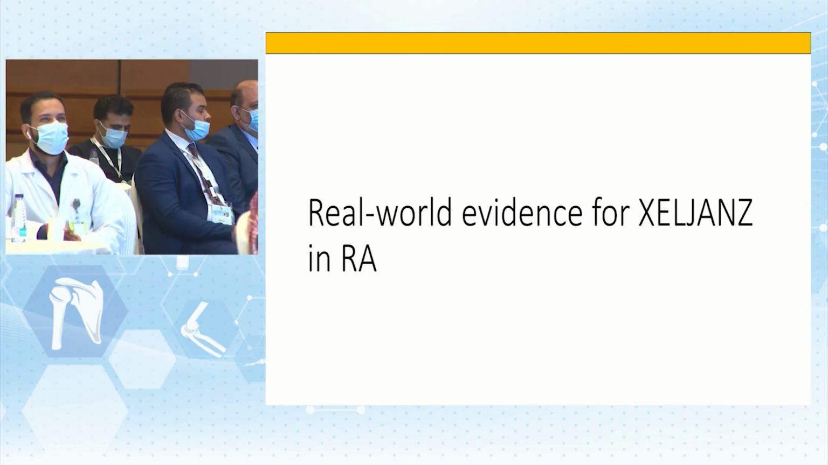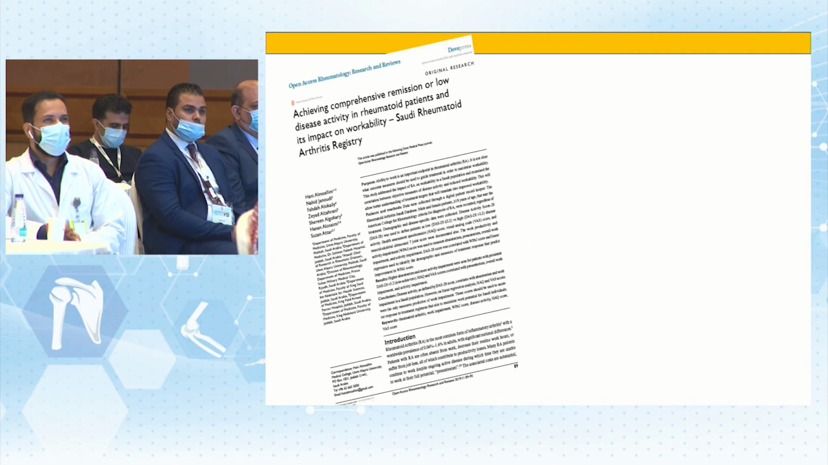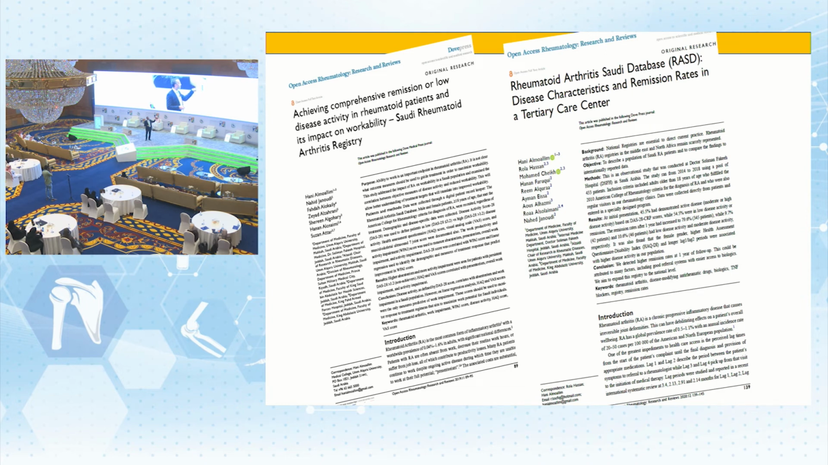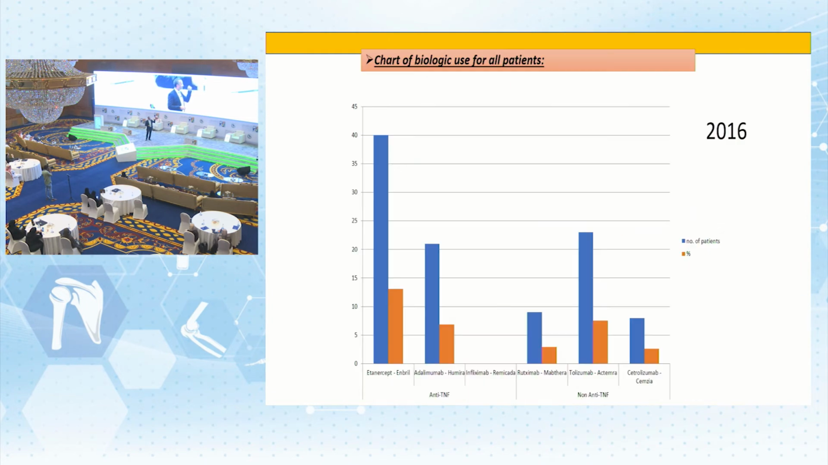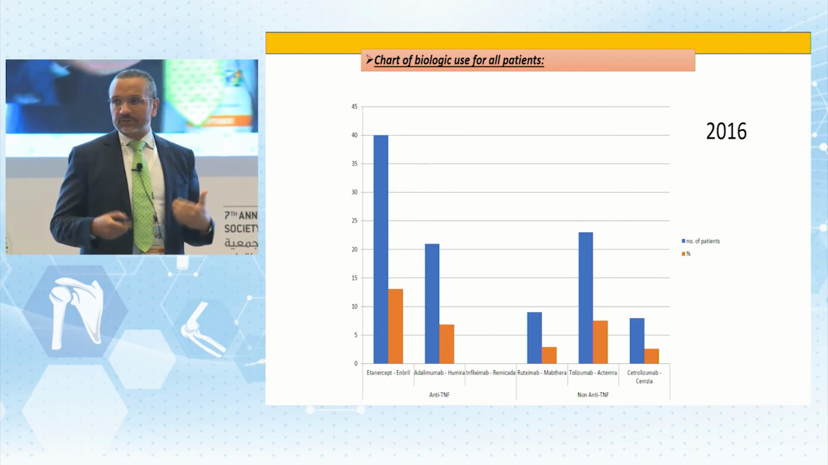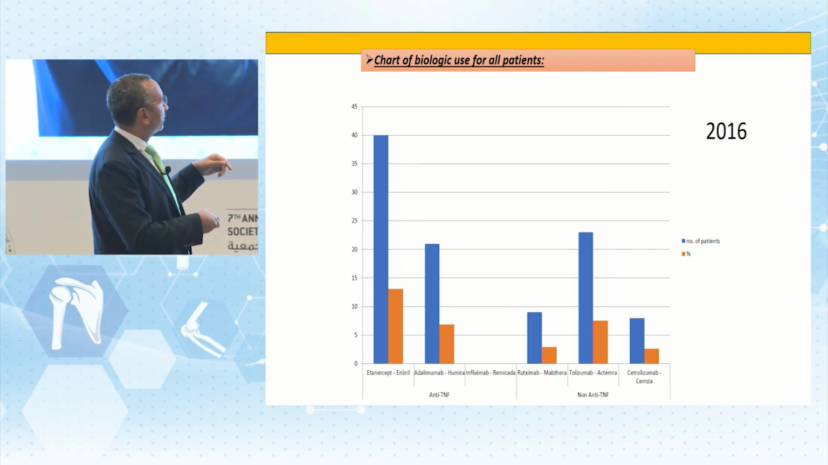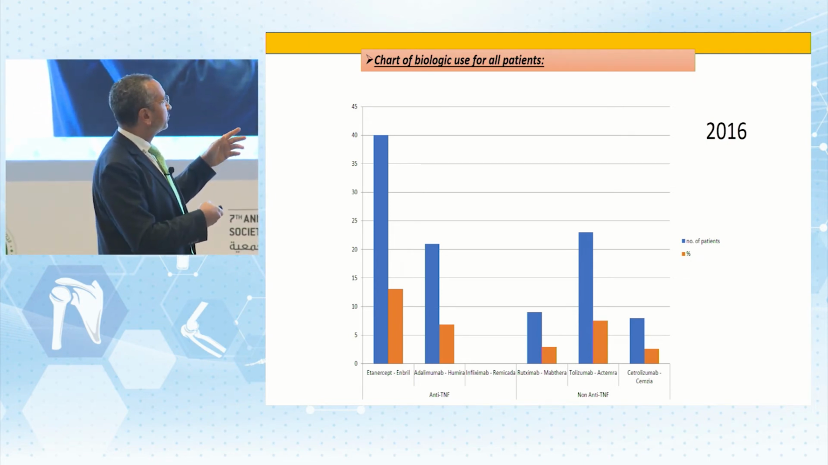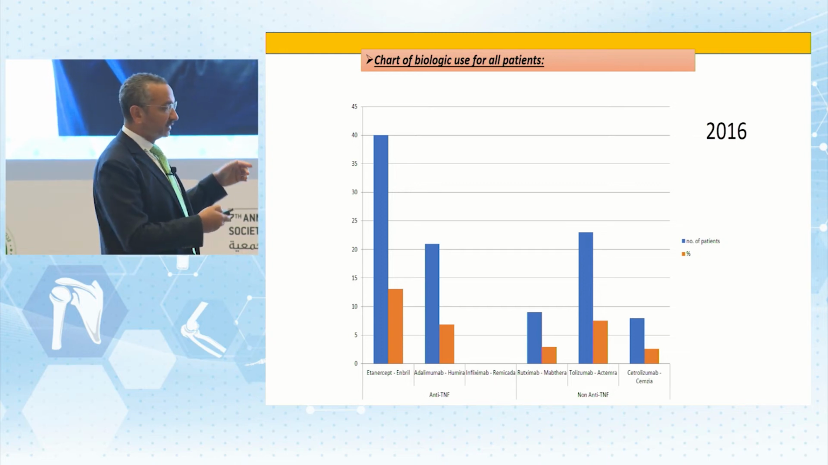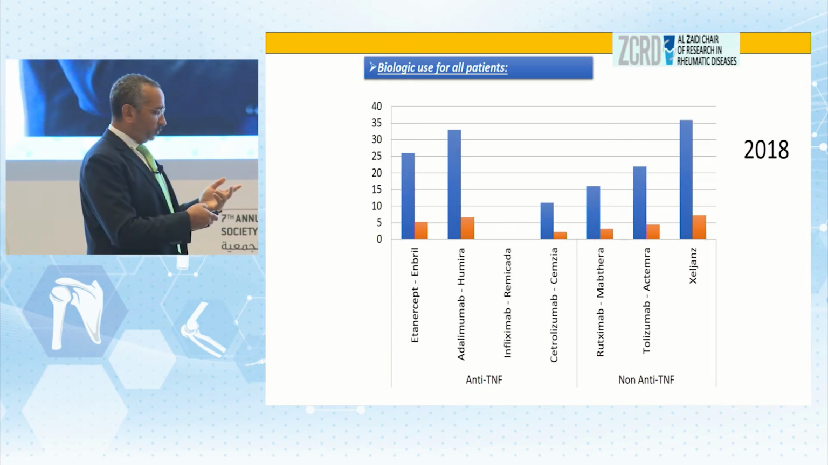I'll present some local experience from the Al-Zadi Chair of Research database. We published this already. We have 2 publications and 1 ongoing, and we presented at the last EULAR. In 2016, before the era of Janus kinase inhibitors in Saudi Arabia, the most prescribed drug in our population, around 400 patients, was etanercept, followed by adalimumab. This was in 2016. Within 2 years from the introduction of tofacitinib, look at the number. This was in 2018.